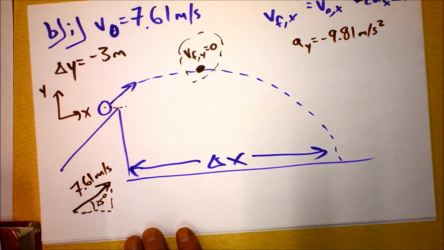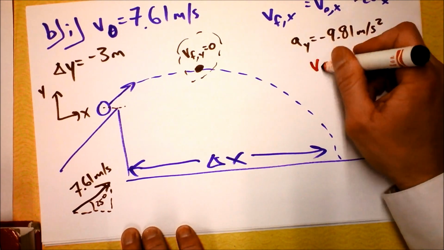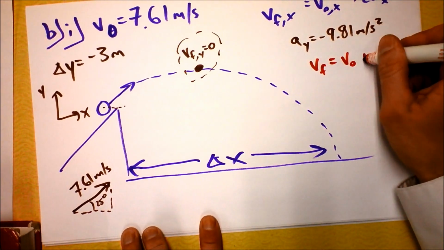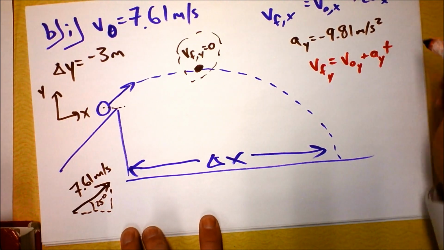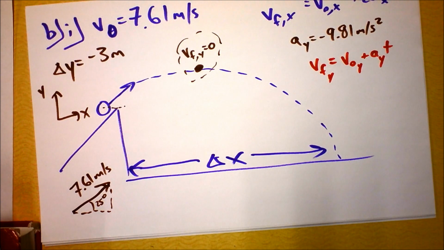That's the initial, and then the final is 0, and then the acceleration is 9.8. Okay, so what equation are you going to use? V final equals V initial plus acceleration times time, in the y direction. Good, find the time. Time to get to right here.